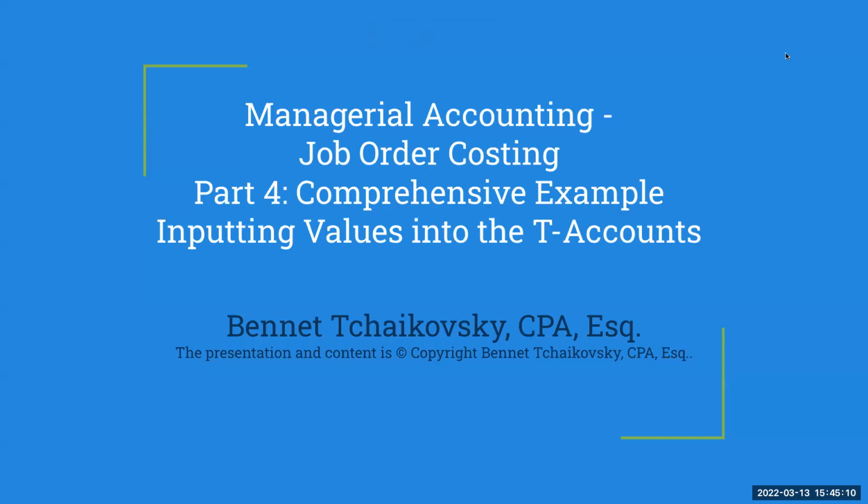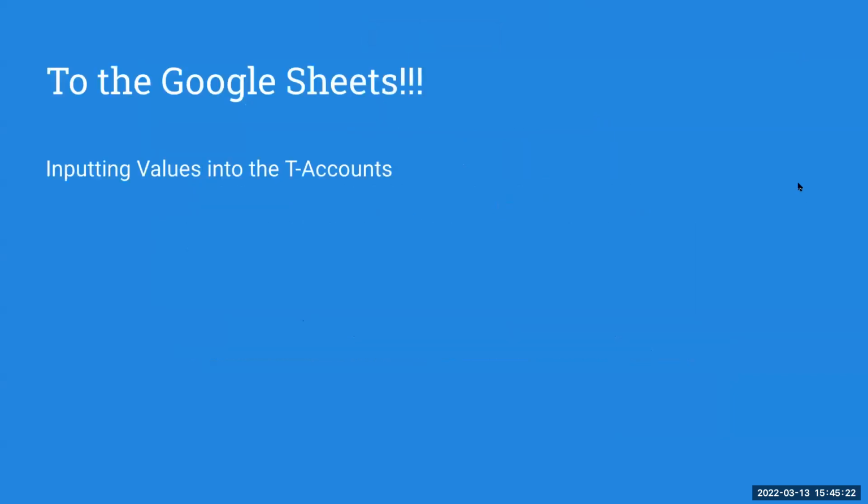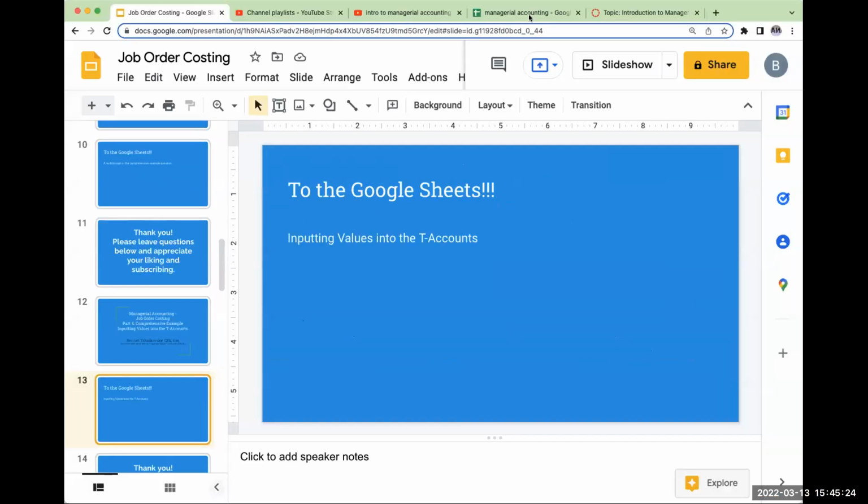Everybody, welcome to Managerial Accounting, Job Order Costing. This is part 4 of the comprehensive example. We're now going to be going through and inputting the values into our T accounts. So I already kind of walked through the question, and let's go to the Google Sheet.